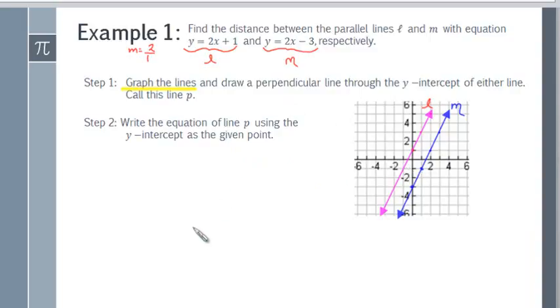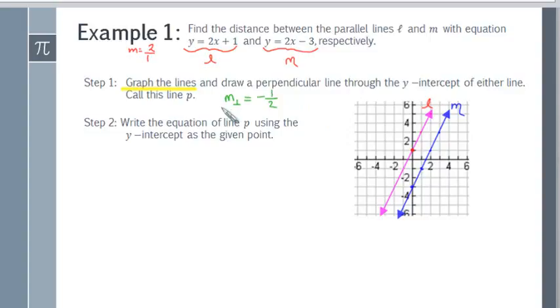I know how to find the slope of that segment. I know it's going to be the opposite reciprocal of the slope of these two lines, because that would make it perpendicular. I know if the slope of these two parallel lines is 2, then the slope of the segment that's perpendicular to it will have to be negative 1/2, because perpendicular lines have opposite reciprocal slopes.